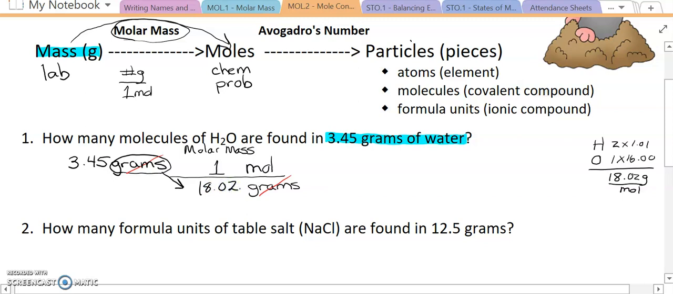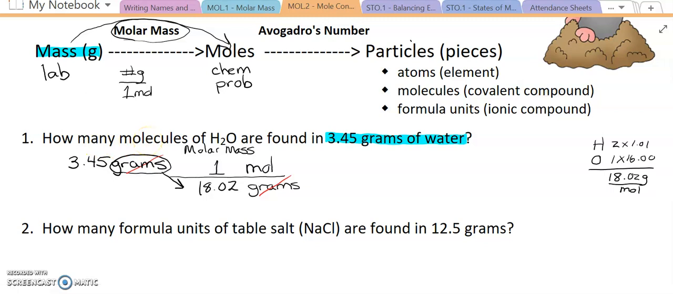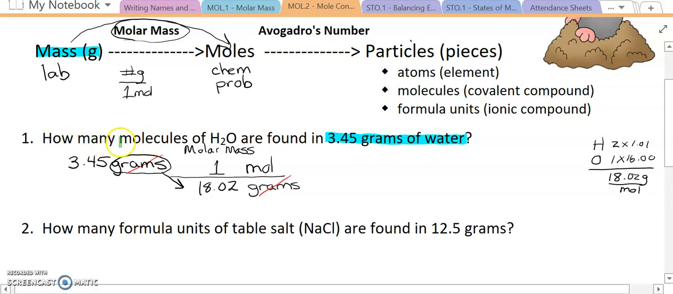And that's the first part of my problem. And sometimes I can stop here because sometimes my problem will say how many moles. But this problem doesn't say how many moles. This problem asks me for how many molecules of H2O. So moles is just a stepping stone. It's not where I'm going to stop. I need to come all the way down here to be able to find molecules.